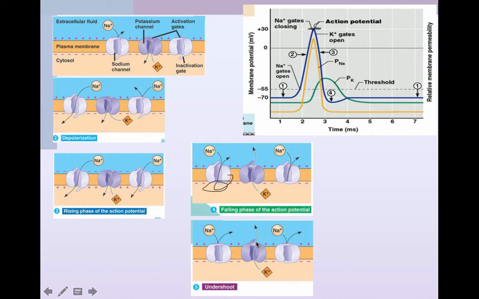In fact, before it can shut, we actually get a little bit of a hyperpolarization, and so we get to approximately negative 80. And here you can see that when the voltage-gated sodium channels are opened up, then the permeability of the membrane to sodium has gone way up. When the inactivation gate shuts, permeability goes way back down. We've opened up the voltage-gated potassium channels, and the permeability to potassium is very high.